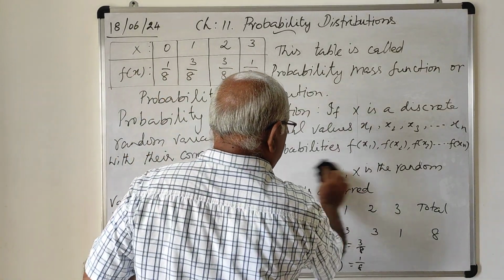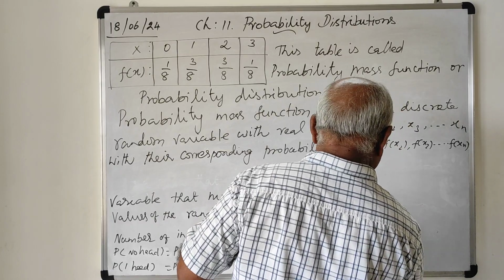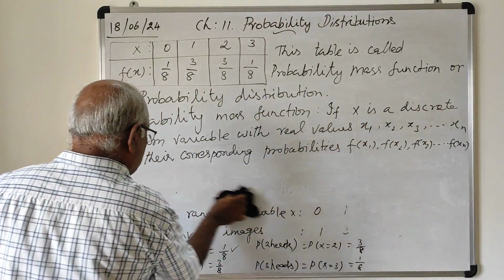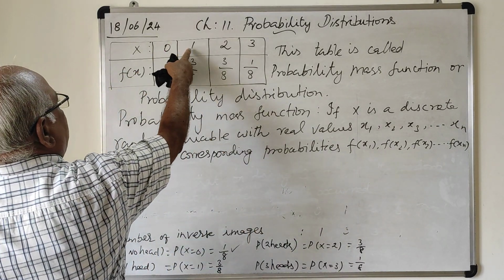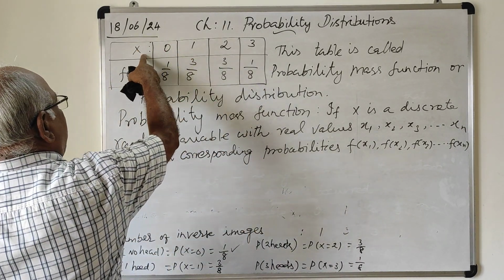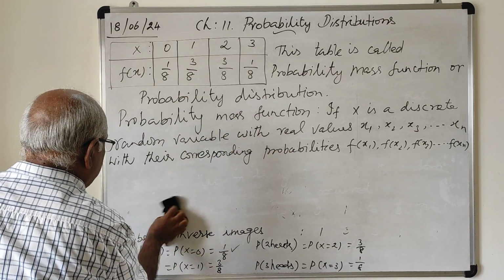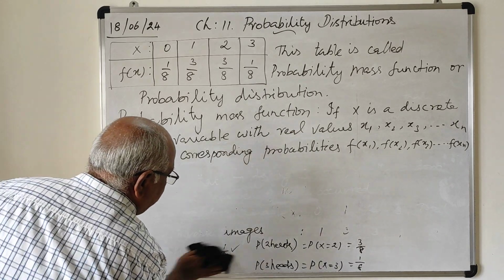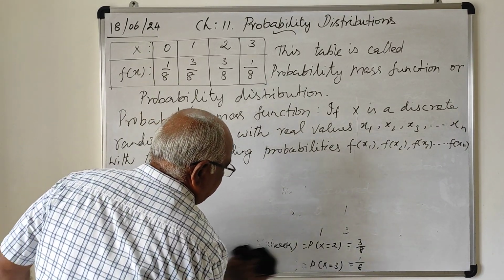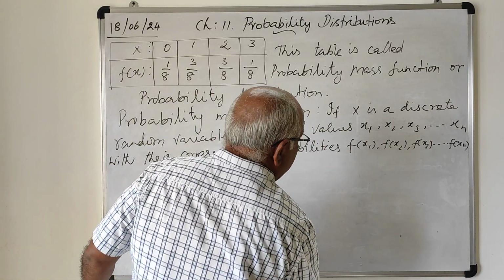See, if x is a discrete random variable with the real values x1, x2, etc., xn, and with the corresponding probabilities f of x1, f of x2, f of x3, like that. These are the real values of the random variable x, and these are the corresponding probabilities. And the function f of x is said to be probability mass function if it satisfies the following properties. That's all about the definition of the probability mass function.